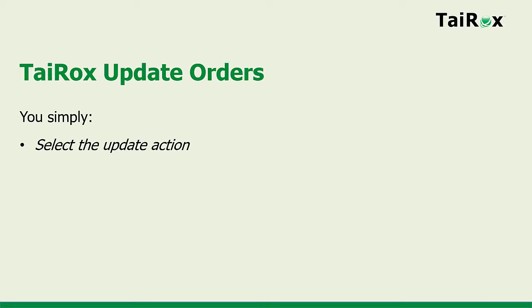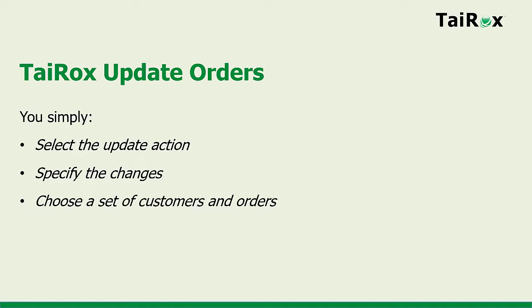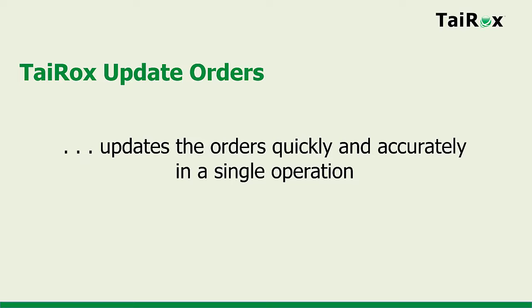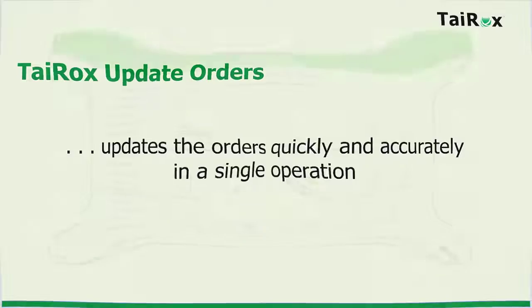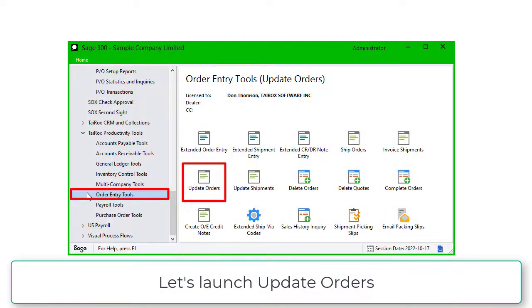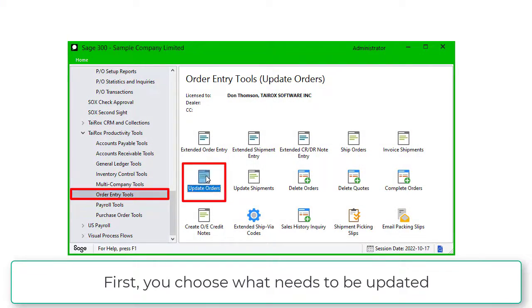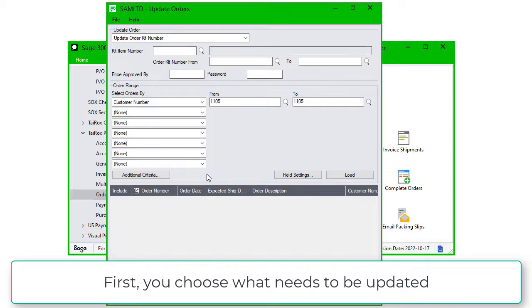You simply select the update action, specify the changes, and choose a set of customers and orders. Update Orders updates the orders quickly and accurately in a single operation. Let's launch Update Orders. First, you choose what needs to be updated.